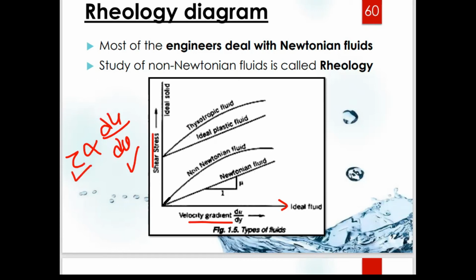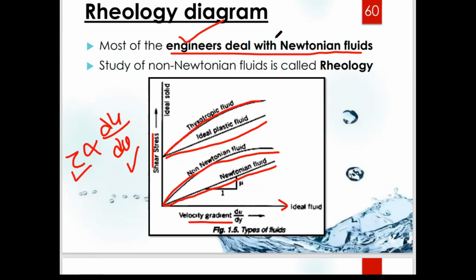Here you can see the linear graph. This is a Newtonian fluid, this is a non-Newtonian fluid, this is an ideal plastic, and this is a thixotropic fluid. Most engineers deal with Newtonian fluids. If we consider all the different types of fluids, most engineers are going to deal with Newtonian fluids.